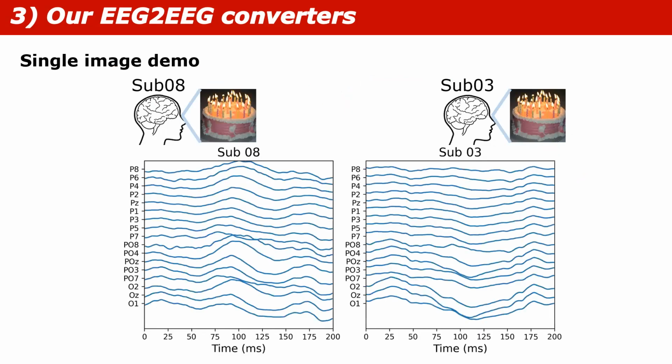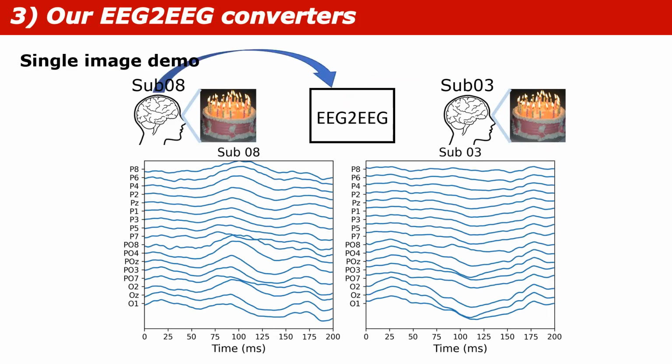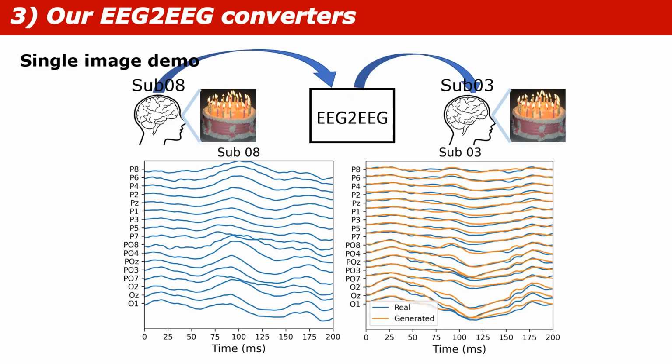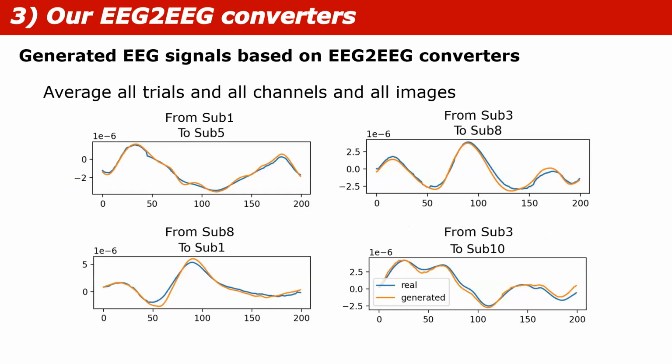Here's a single image demo. We have the real EEG signal of these two subjects when they viewed the birthday cake images. And we can input the neural signal of subject 8 to the EEG2EEG converter, and it can generate neural signal of subject 3. You can see here, generated EEG signal are very close to the real EEG signals. Also, there are some other examples from a subject to another subject. And you can see the generated result is very similar to the real result.